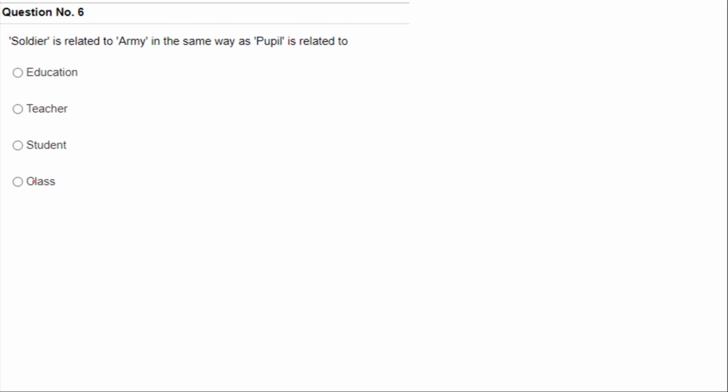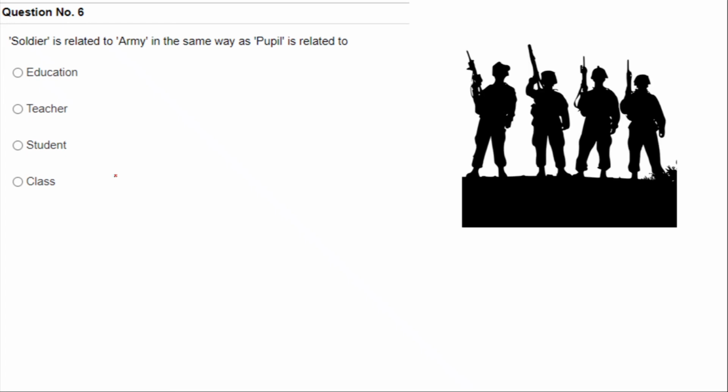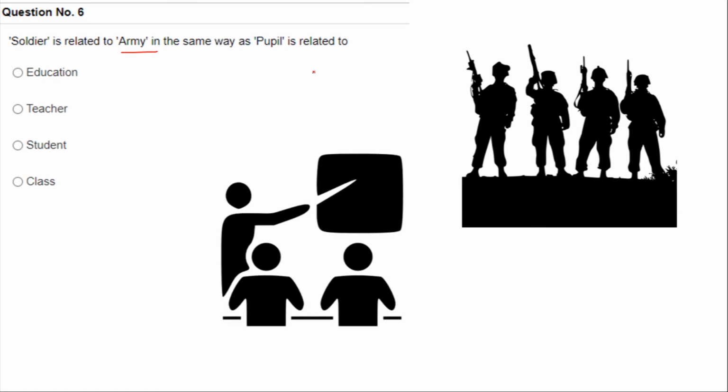Question number 6. Soldier is related to army in the same way as pupil is related to: education, teacher, student, class. Now when soldiers come together, they form an army, right? So what does pupil mean here? First of all, you should know the meaning of pupil. Pupil means student, right? And since the option students has the same meaning, it cannot be the correct answer, because a group of pupils belongs to a class. So the correct answer will be class.